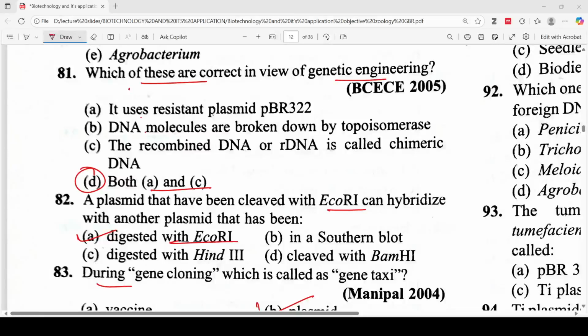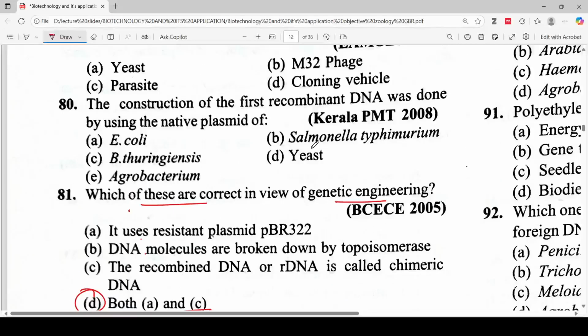Okay, let's begin. Next question. The construction of the first recombinant DNA was done by using native plasmid of E. coli, B. thuringiensis, Salmonella typhimurium, or yeast. So the correct answer will be here option B.